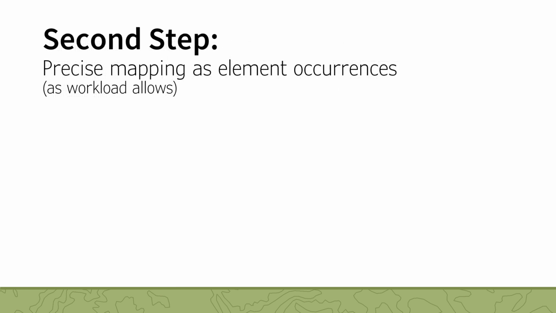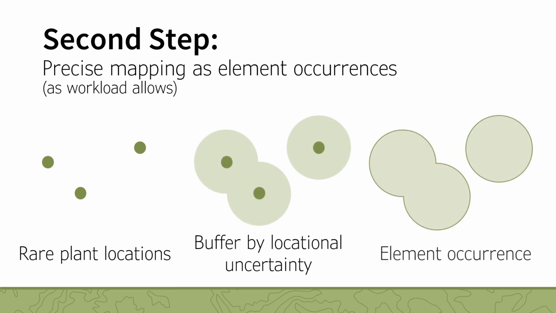Our second and more precise step of processing is to map element occurrences. Element occurrences are map features which summarize everything we know about an element in an area. They're created by assembling data and mapping that information while incorporating the uncertainty of the location. The majority of elements we track are represented by element occurrences.